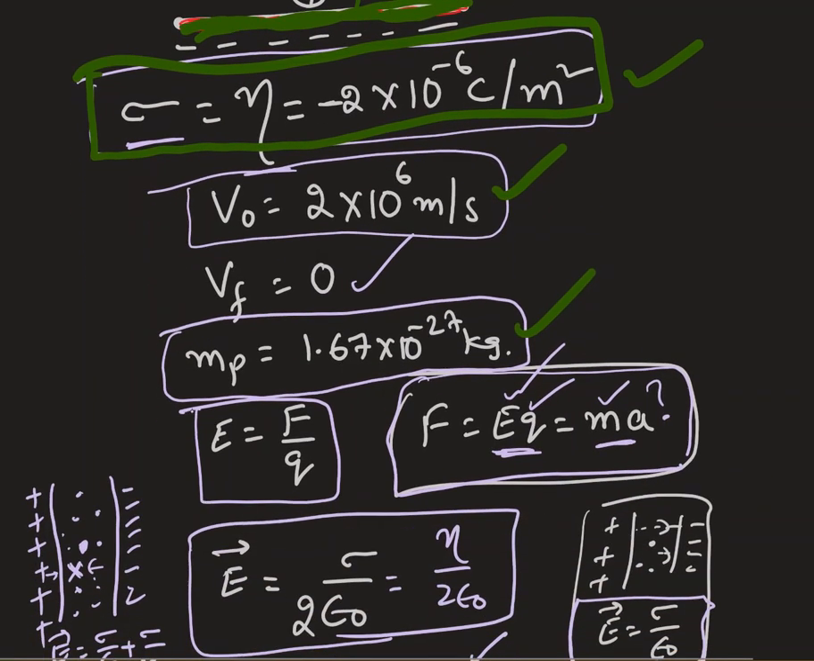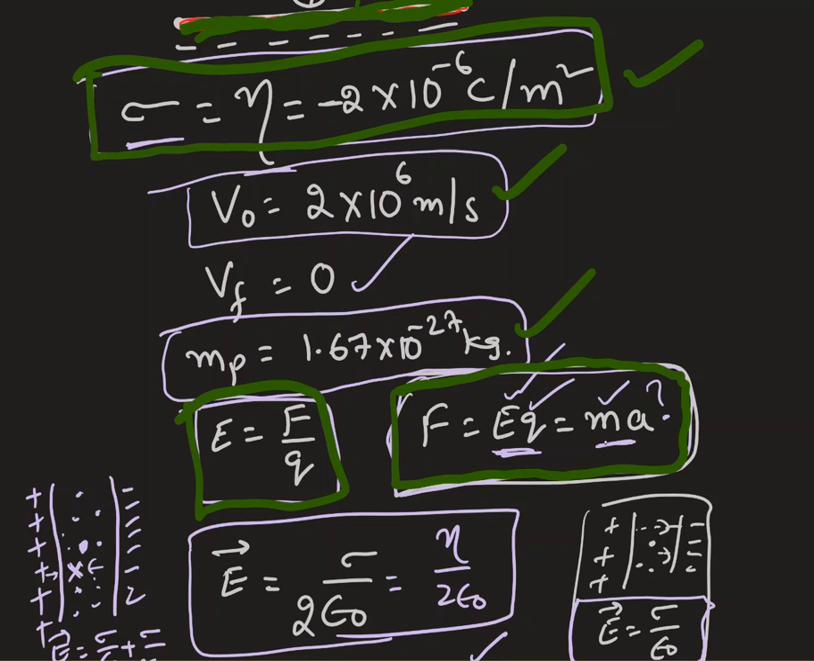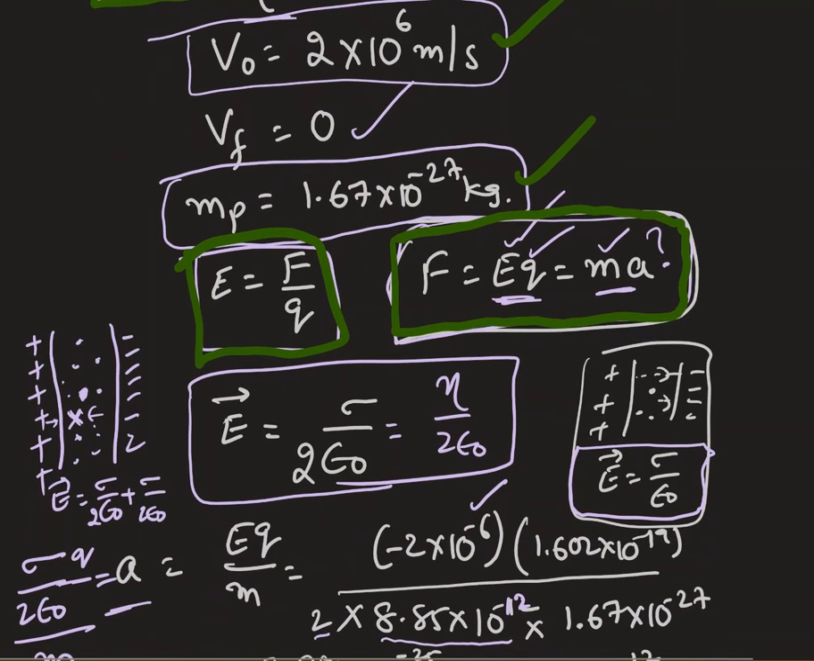So we know that E equal to F over Q, or F equal to E times Q, which is from the electric field, and F equal to M times A, which is from Newton's law. So we know the Q value. We don't know the E value, but we can find it. And we know the mass, but we don't know the acceleration. So E equal to sigma over 2 epsilon naught, or eta over 2 epsilon naught, which we just found in the previous video.